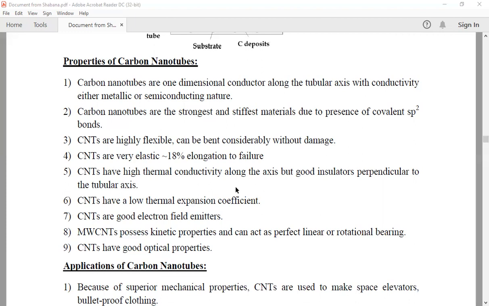Toxicity: carbon nanotubes possess a toxic nature. Under certain conditions, a carbon nanotube can cross the membrane barrier and reach the organs, which induces harmful effects like inflammatory and fibrotic reactions, and can cause cell death. So these are the properties of the carbon nanotube.